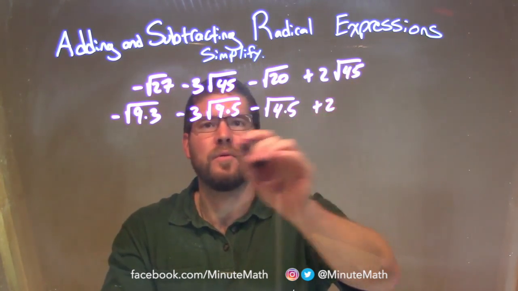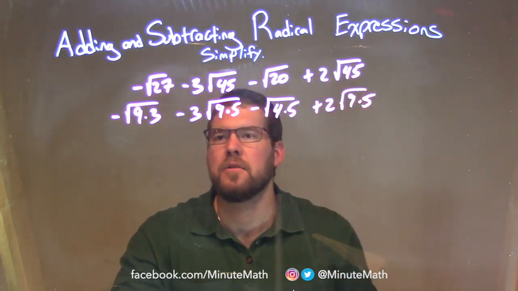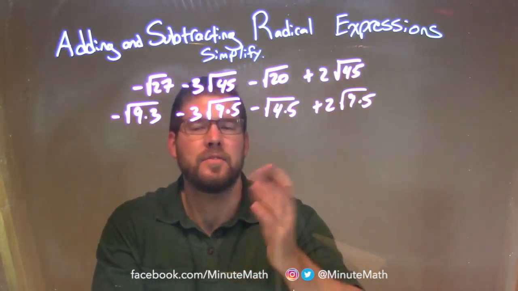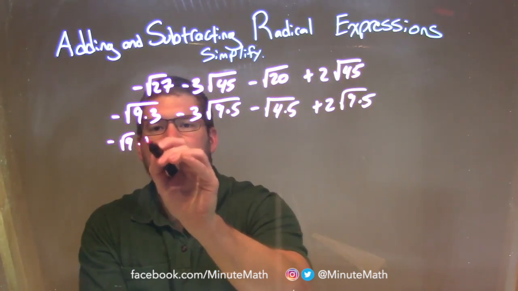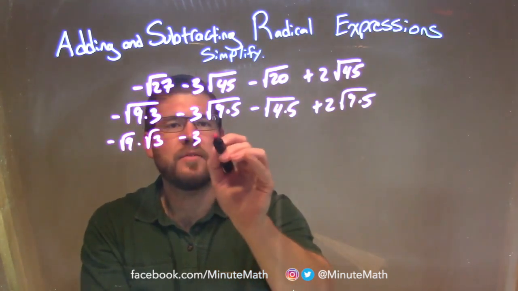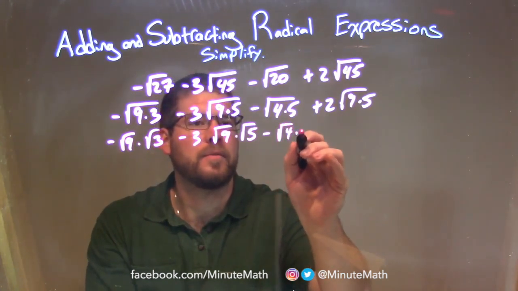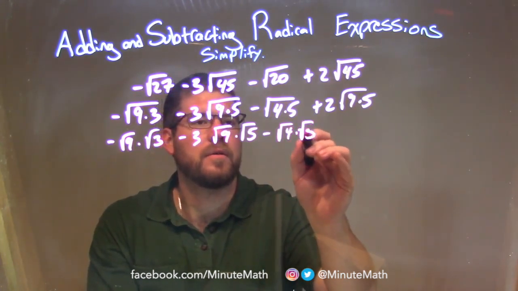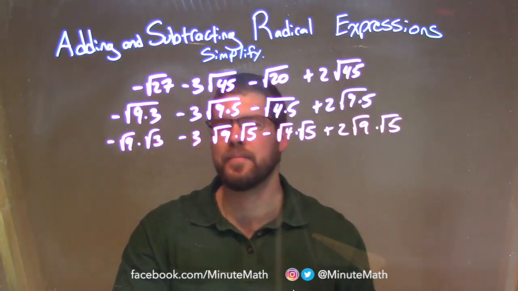And we've already done the square root of 45, just being 9 times 5 here. Okay? So now we can separate each one of these into its own individual square roots. So we have minus square root of 9 times square root of 3 like this, minus 3 square root of 9 times square root of 5, minus square root of 4 times square root of 5, plus 2 square root of 9 times square root of 5.